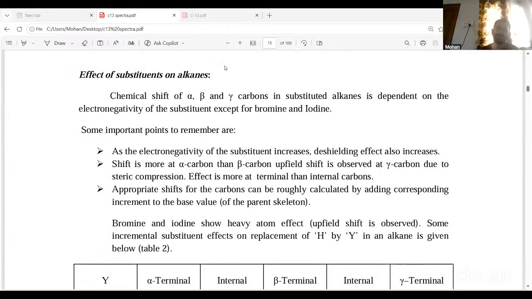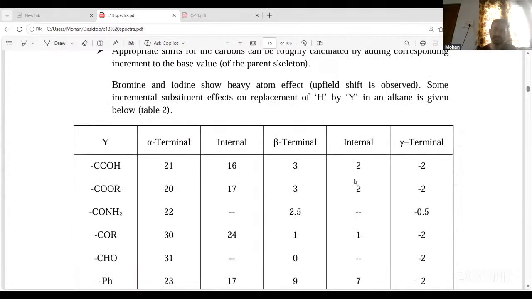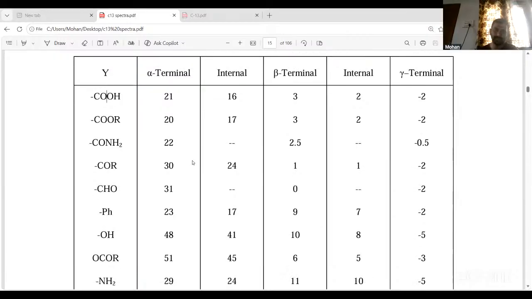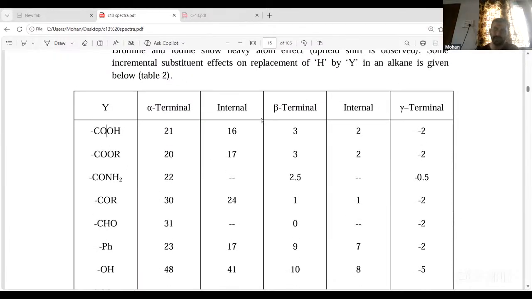Yes. Now we'll see the effect of substituents on the alkanes. Right. So here the chemical shift of alpha, beta, and gamma carbon in substituted alkanes depends on the electronegativity. Right. So generally, in whatever compound, if there is an electronegative group, then generally it increases the chemical shift values. It means that group falls in the de-shielding region. Right. So here we'll see the functional groups attached to those particular carbons and their increment values.